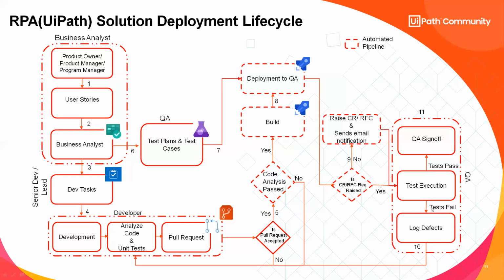If the tests fail, then it will come back to the developer, and he has to rework the code and raise a pull request again. It has to be according to the coding standards, and then the build will be generated again and deployed to QA. Again, a change request will be raised. If everything goes well in the testing phase, then it will be deployed to the production environment, and finally we have to hand it over to the support team.